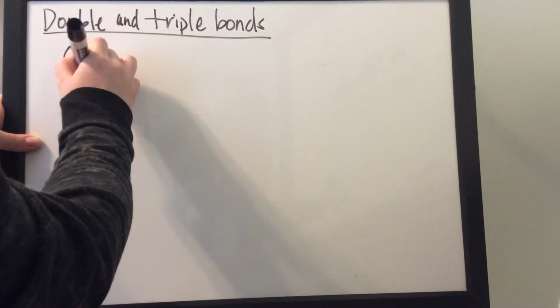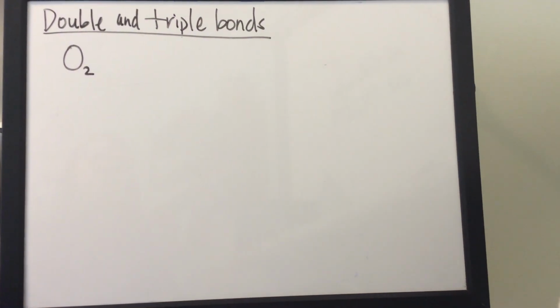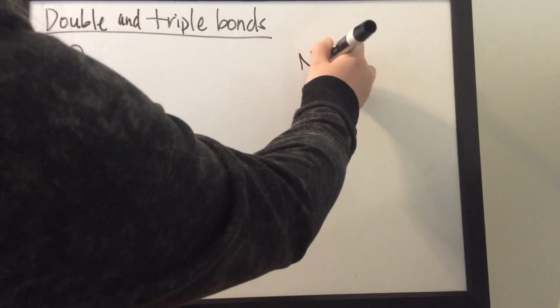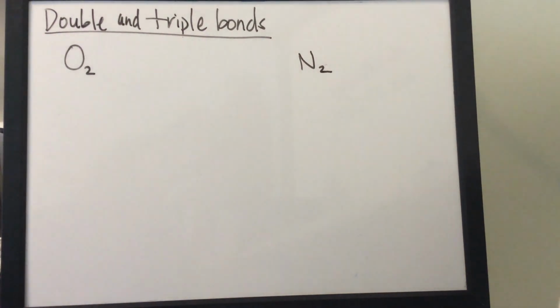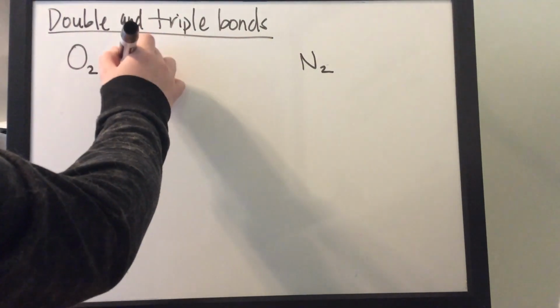attempt, for just a minute, to draw the Lewis structure for O2. If you want to do that, pause this video and attempt to draw the Lewis structure for O2. And actually, for that matter, attempt to draw the Lewis structure for N2. Pause this video for a minute, try to draw those, and then I will go right into the explanation.